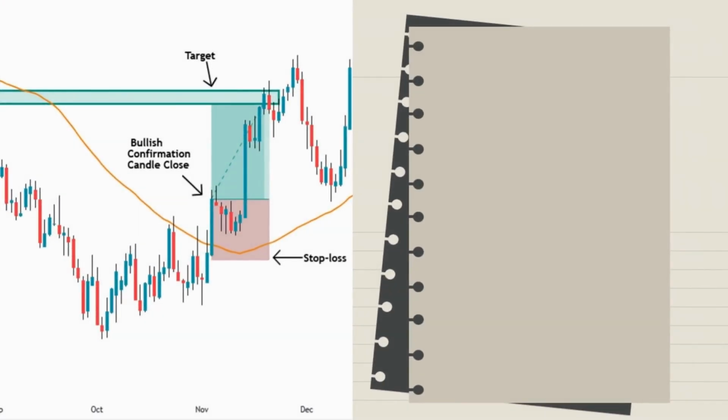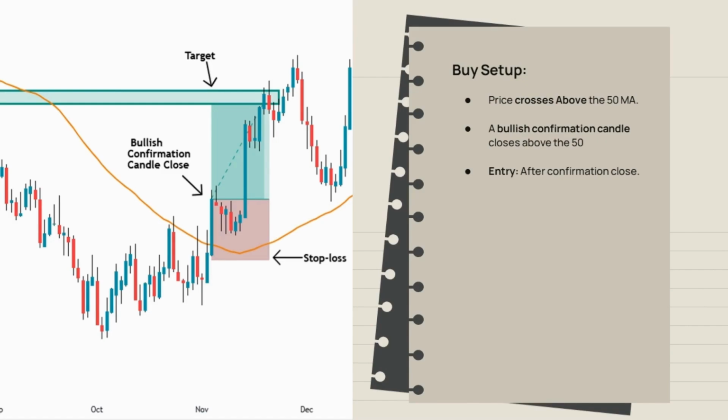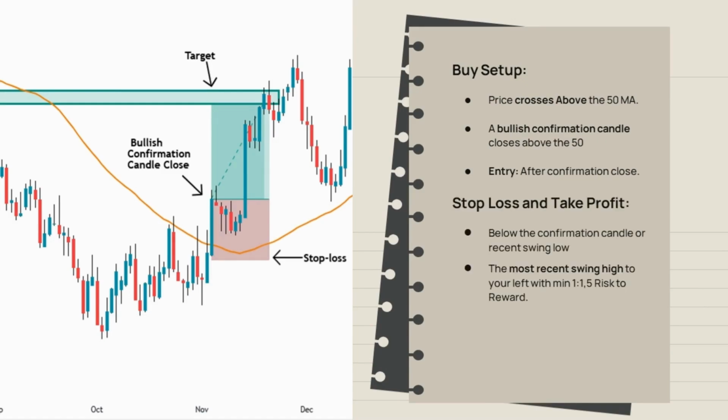Price crosses above the 50 MA. A bullish confirmation candle closes above the 50 MA. Entry after confirmation close. Target the most recent swing high to your left. Stop loss below the confirmation candle or recent swing low.